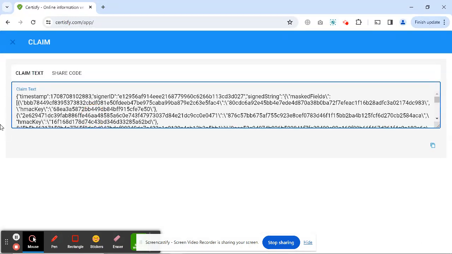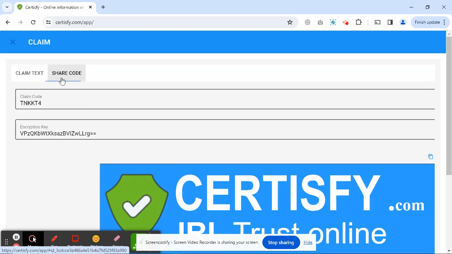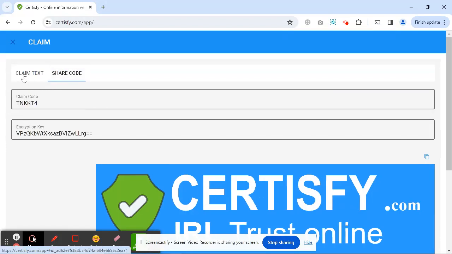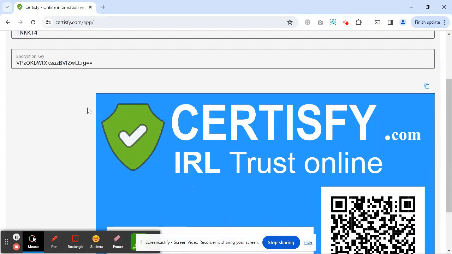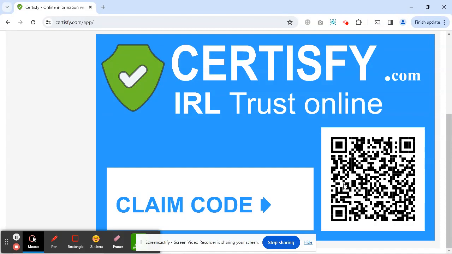And this creates a claim. It's a whole bunch of information in here, including the signature. You could share this claim. As you can see, it's text, so you could email it, you could text it, or use whatever other mechanism. You can also use a QR code.